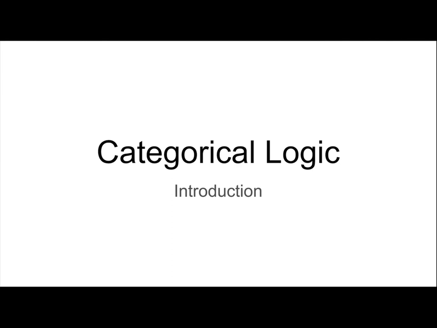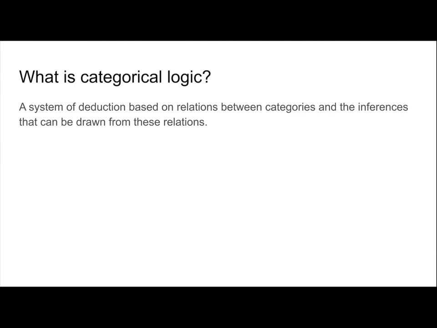This unit is about categorical logic. Let's start with a definition of categorical logic. It's a system of deduction based on relations between categories and the inferences that can be drawn from these relations. Now that may seem pretty opaque, but once we get a few definitions on the table, we'll be able to see the power of this logic and see its connection to the kind of reasoning that we do in ordinary life. So let's start with a few definitions.